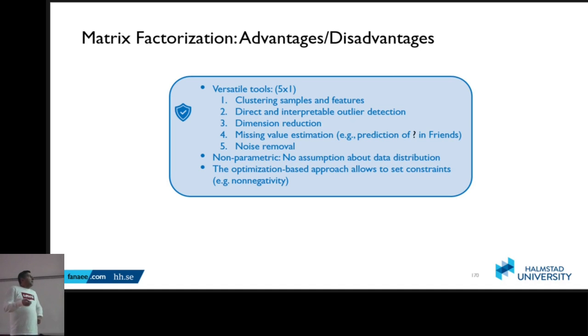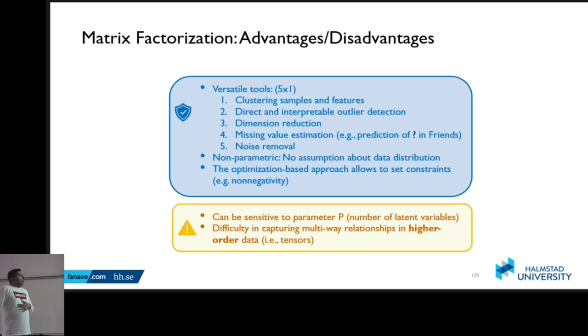And their optimization-based approach also allows adding constraints. For instance, to say, I want a factor matrix with all scores having non-negative values. This has applications in many domains, for instance in neuroscience, in brain imaging, because all the values are positive, and negative values appearing near each other are not interpretable. But anyway, they can be sensitive to the number of latent variables that we set, because we always need to tell matrix factorization how many latent variables I would like to have. So 5, 6, 7, I don't know. And the results might be sensitive to this.